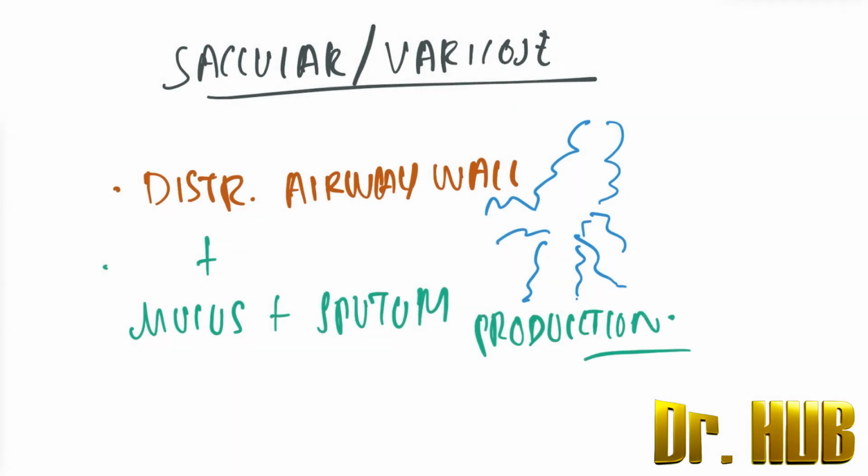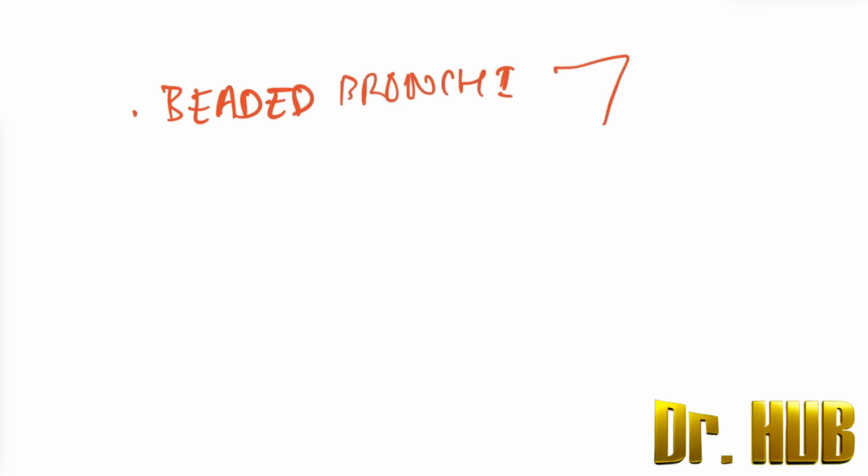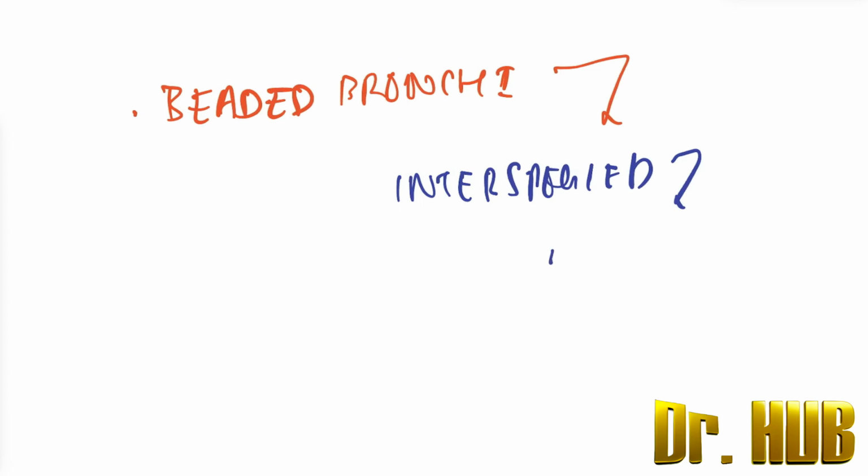And looking at the appearance, there is a beaded appearance, with beaded bronchi, and this is with interspersed sites of relative narrowing.